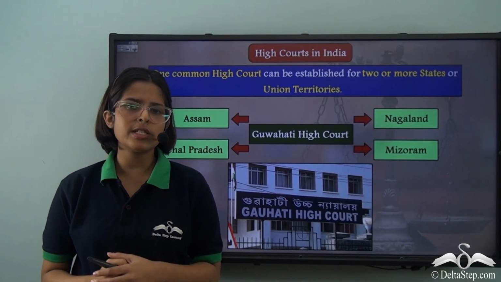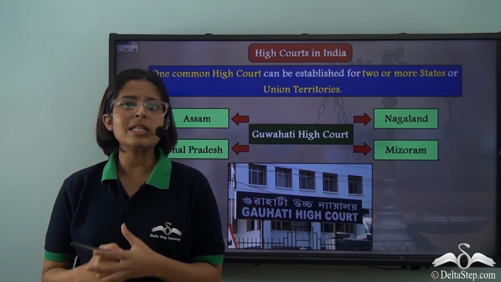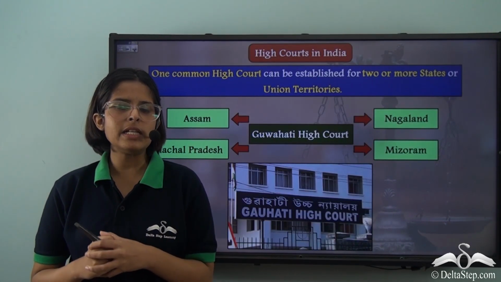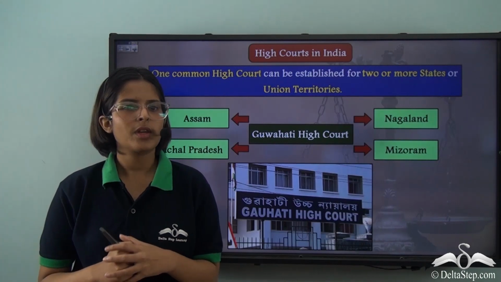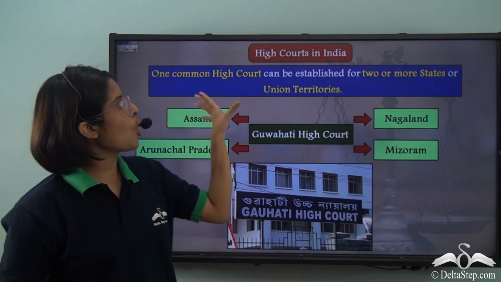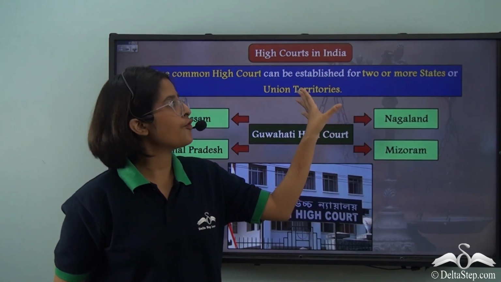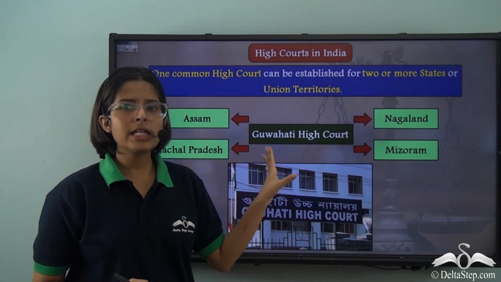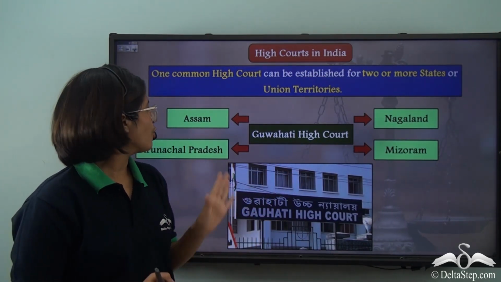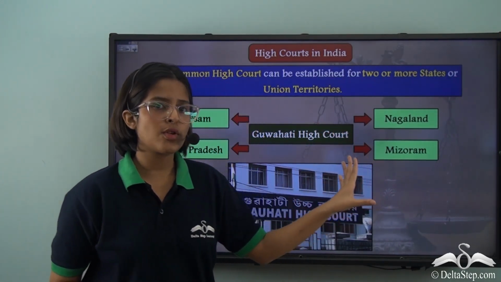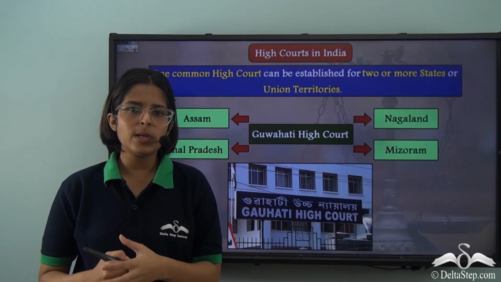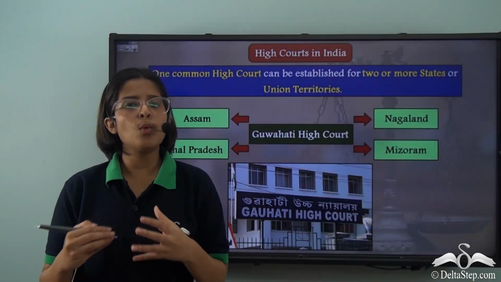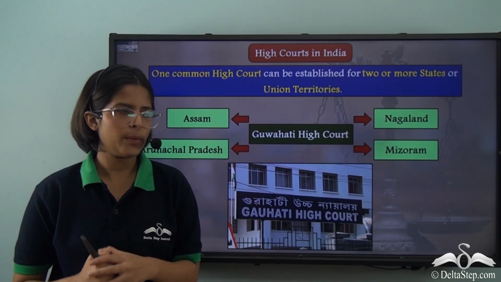Initially the Constitution of India said that there will be a single High Court at every state level. But the 7th Amendment Act of 1956 changed this provision. It said that one common High Court can be established for 2 or more states or union territories. For example, the Guwahati High Court has jurisdiction over Assam, Nagaland, Mizoram and Arunachal Pradesh. So as we can see, there does not have to be one High Court in every state. 2 or more states can also have a single High Court.